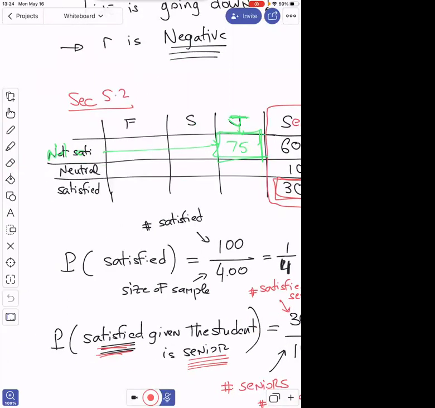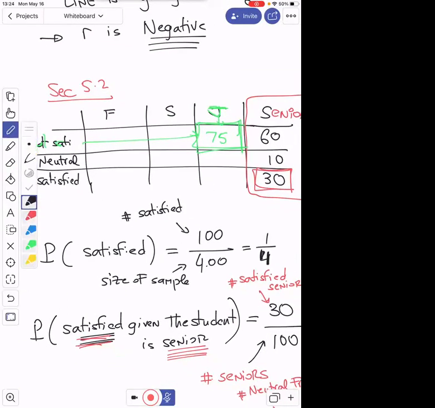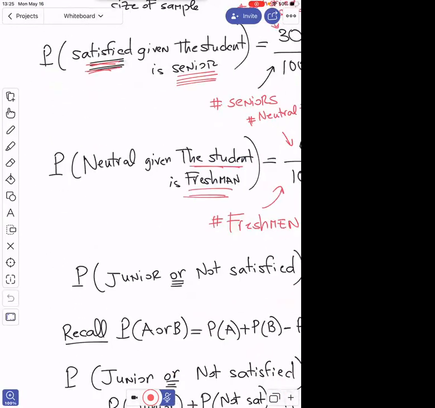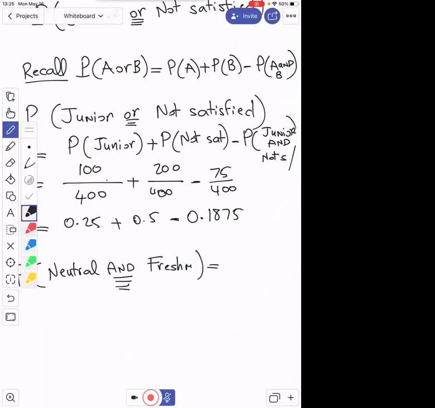So where is neutral? Neutral is right here and freshman is right here. So neutral and freshman would be this number, which is 50. So at the same time, we have 50 students, neutral and freshman. So that's 50 over the total number of students, which is 400. That's 1 over 8, which is 0.125.